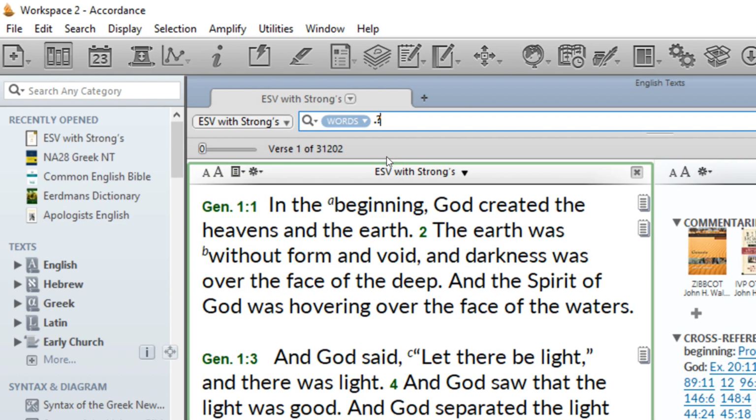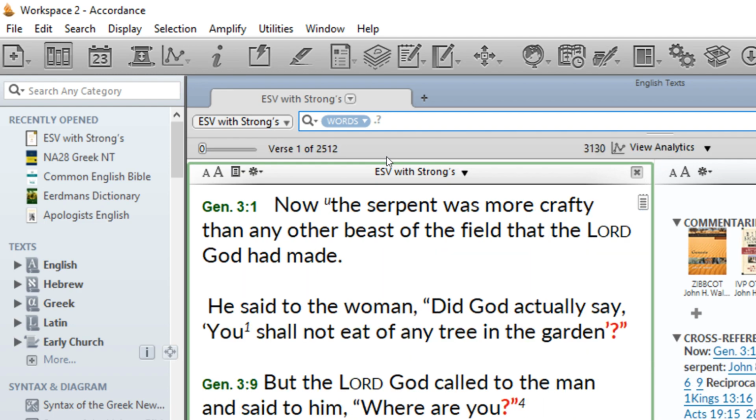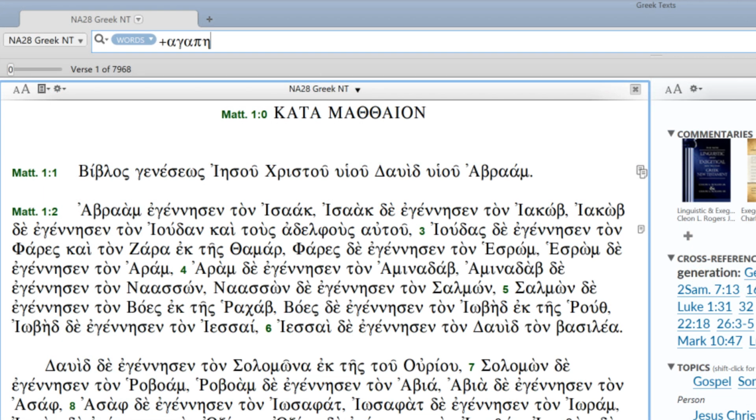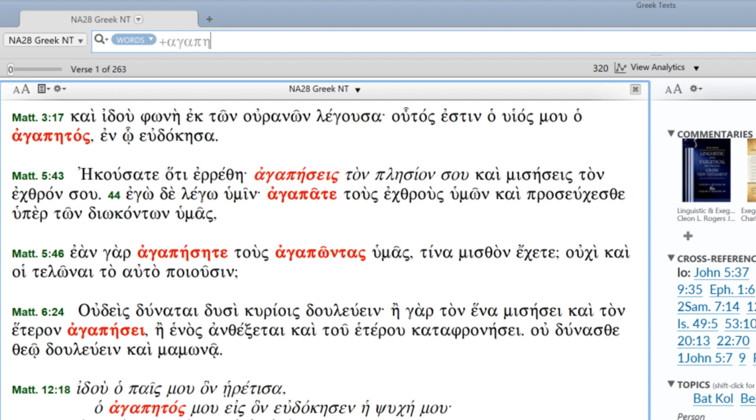The find next character symbol, represented by a period or decimal, lets you search for specific characters such as punctuation marks, Greek accents, Hebrew vowel points, etc. For example, period question mark will find every question mark. The plus symbol finds the root form. Use the plus sign in tagged Greek and Hebrew text to search for all words derived from a root form. For example, plus agape finds agape, agapao, and agapetos.